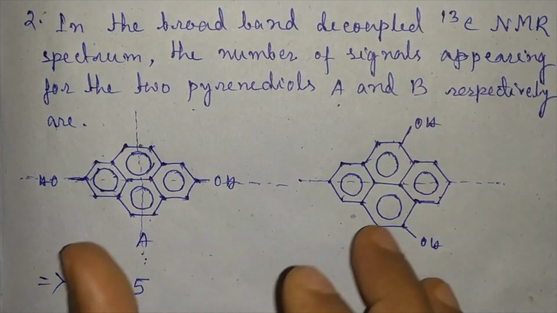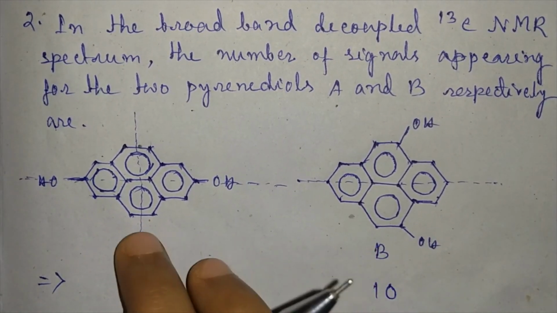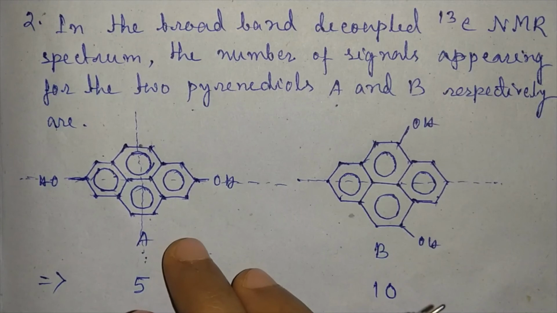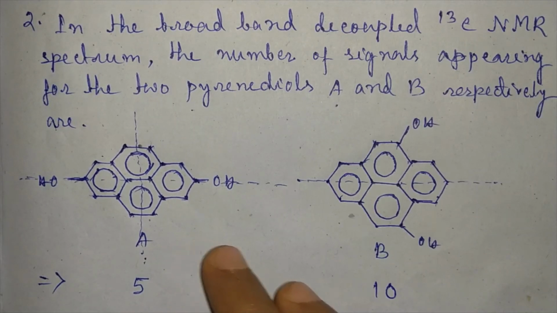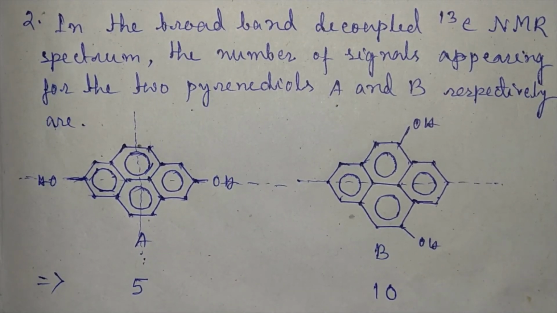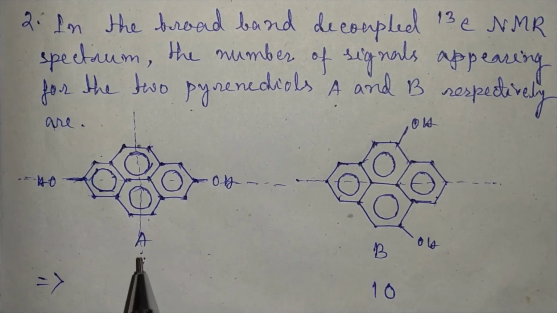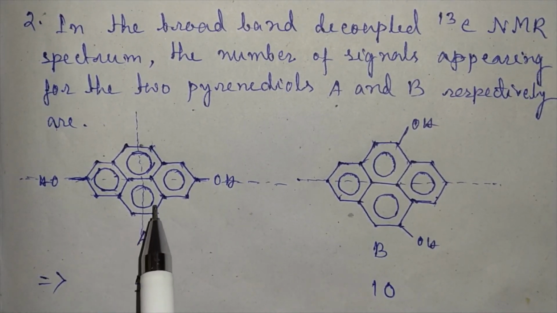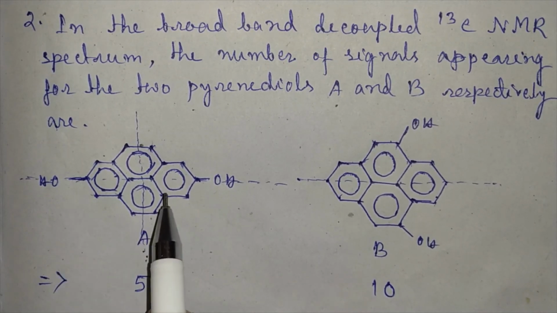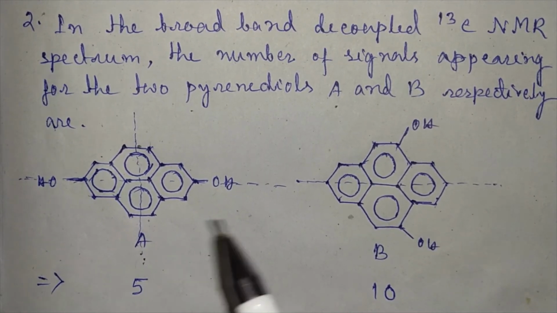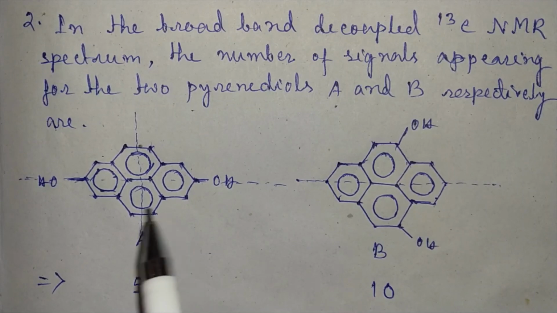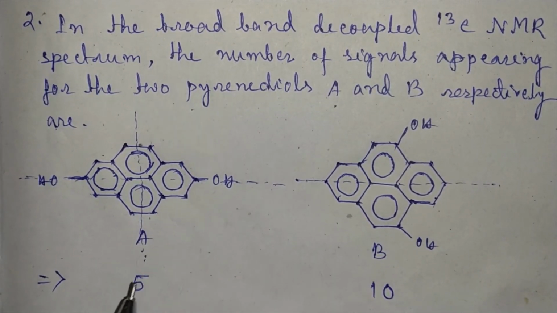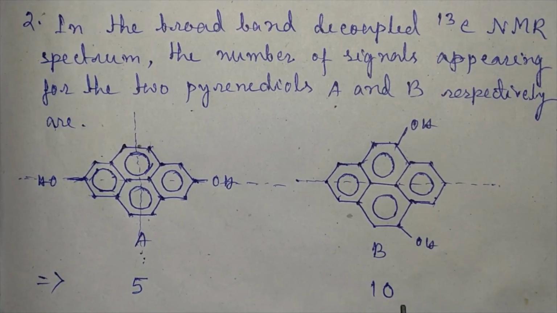These two molecules are planar. There will be a molecular plane also, but we will not consider this plane because it will not give us dissimilar carbons. We will consider only the plane perpendicular to the molecular plane, which gives us dissimilar carbons. So this molecule will give 5 and this will give 10.